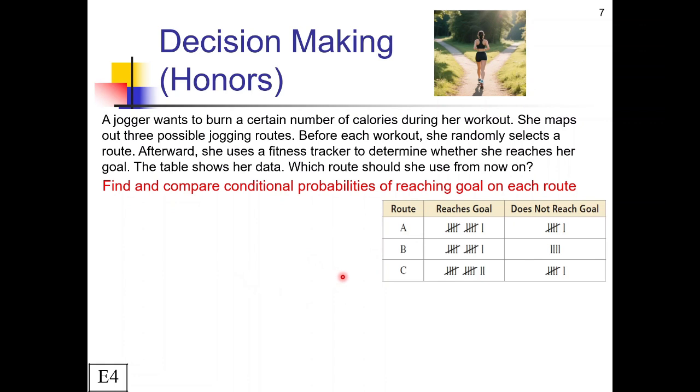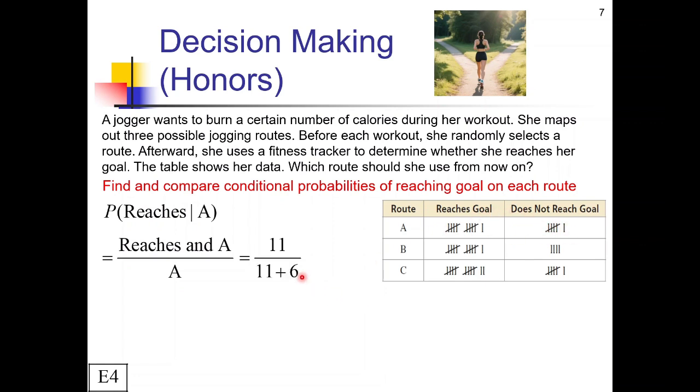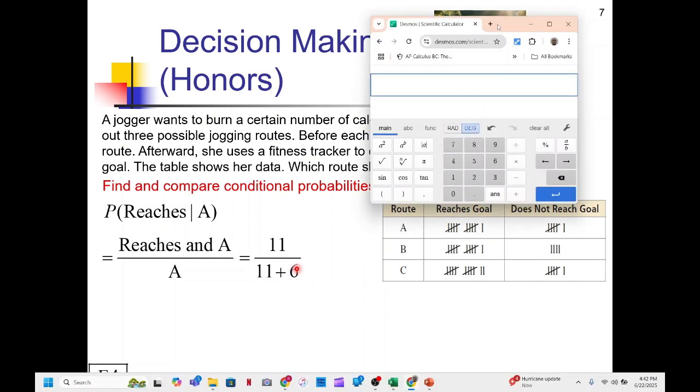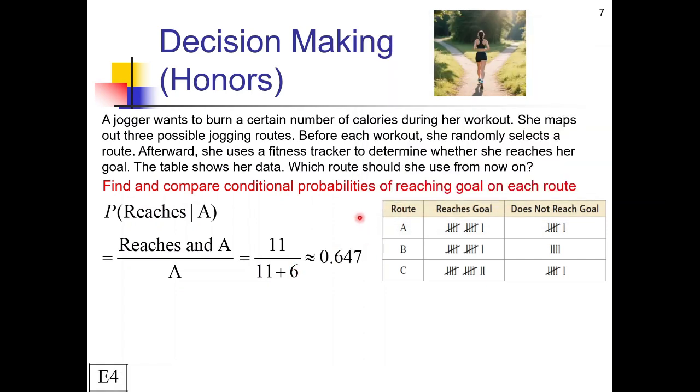All right, so we're going to start with route A. So we're going to find the probability of reaching the goal given that we're only considering route A. So that's going to be the probability of reaching and A divided by just A. So that's going to be 11 here, 11 tally marks, divided by the whole row here for A, 11 plus 6. And let's plug that in the calculator. So we've got a fraction, 11 over 11 plus 6, which comes out to about 0.647. All right, so about 64.7% of the time on A.